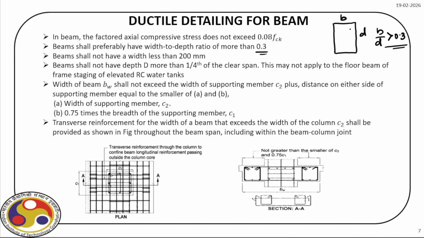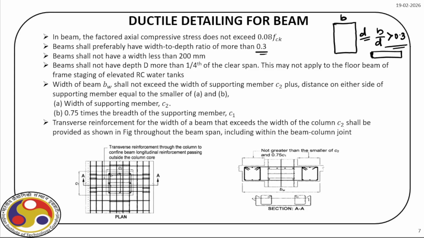Because then we'll get a better beam action. Obviously, we should not have a very large value of D, because in that case, we may encounter a deep beam, which we'll separately discuss in the following weeks. But we should not have a beam like this, okay? Because in that case, it behaves like a plate and the behavior is completely different, okay?